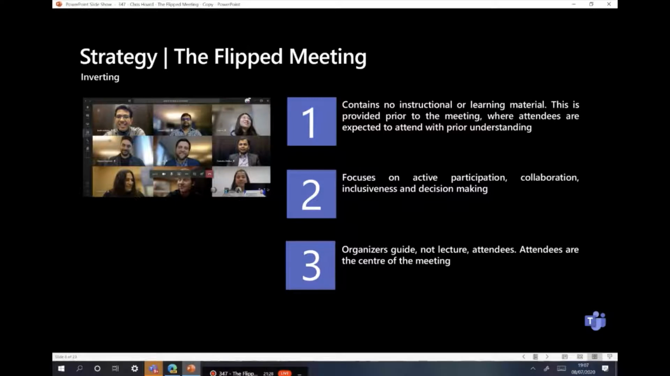Third, the organizer of the meeting or the person leading the meeting guides the attendees. They do not lecture them. This is not a meeting to implant or embed information into the attendees. This is about meetings that put the attendees first. This is about bringing people well prepared to a meeting where you can get the very best out of them. We're all adults. They have been hired to be able to do a job. They must come along to the meeting and be able to contribute.